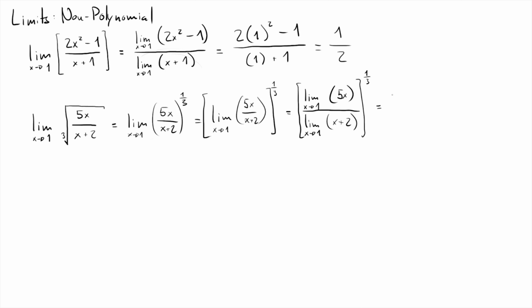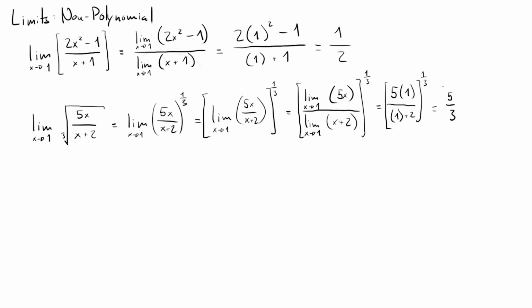Now we can simply just solve. So we're going to get 5 times 1 divided by 1 plus 2, and all of that raised to the exponent 1 over 3. It's going to get 5 over 3, all raised to the exponent 1 over 3.